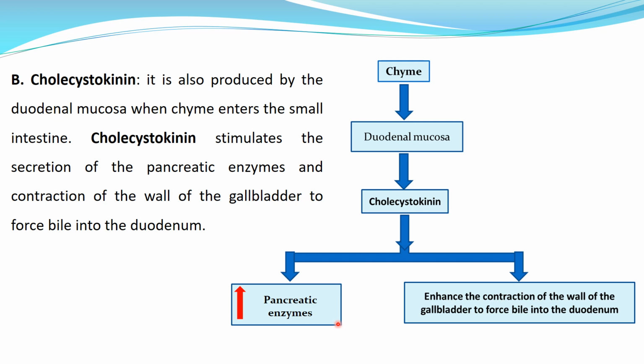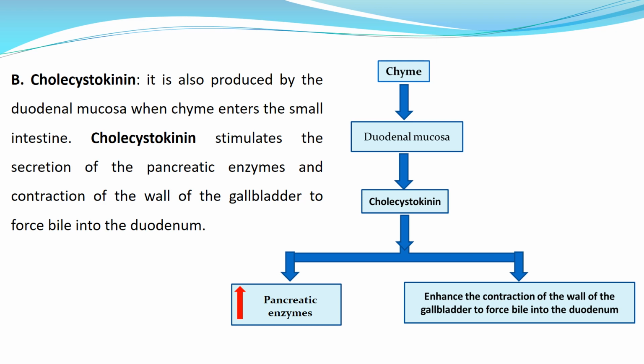Pancreatic enzyme secretion can be induced by what? By cholecystokinin. Cholecystokinin can also enhance the contraction of the wall of the gallbladder and force the bile into the intestine. If you remember, we just said secretin induces the production of bile by the hepatocytes, while cholecystokinin induces the contraction of the wall of the gallbladder, and it enhances the release of bile into the duodenum.